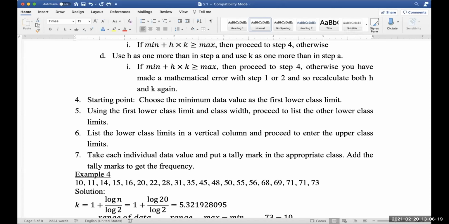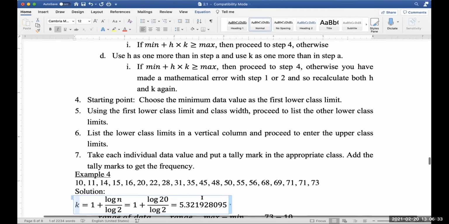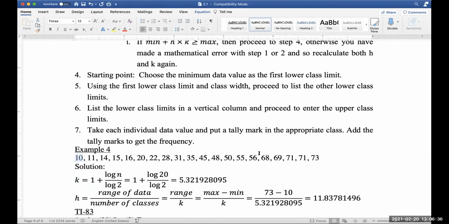I have here k equals 5.32, etc., and that's the number of classes. So I want to figure out what the class width is. Well, let's take what our range of numbers is. I go from 10 to 73, and then divide that by k, and that should give me the class width. Just like what I did before: the range of data, 20, divided by how many classes there were, 2, to get 10.